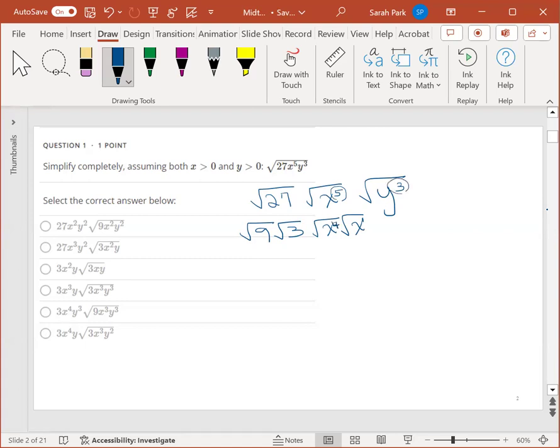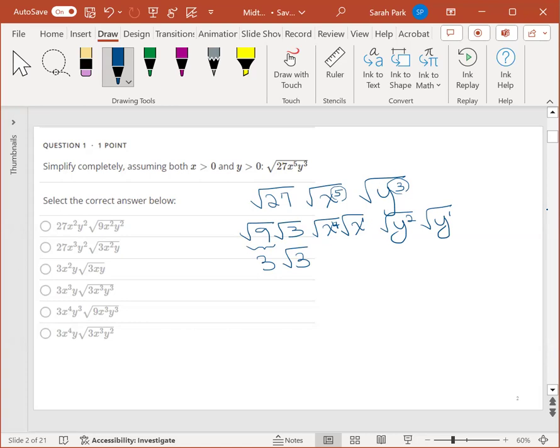Same thing with y to the third. We take out square root of y, and that leaves us with y squared. Because when you take a single y out from y to the third, you have y squared left. Okay, so let's look at square root of 9. This becomes 3. Square root of 3 remained under root 3.